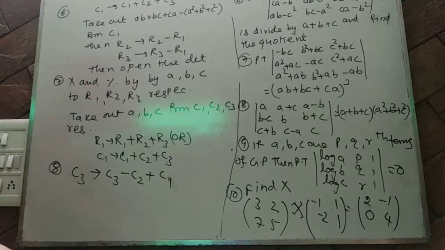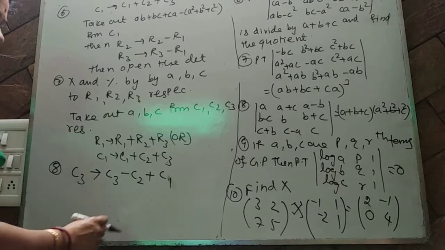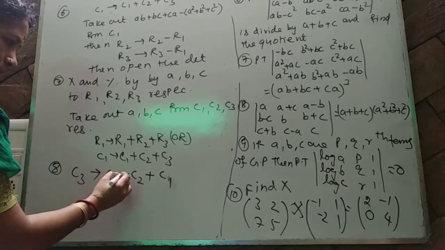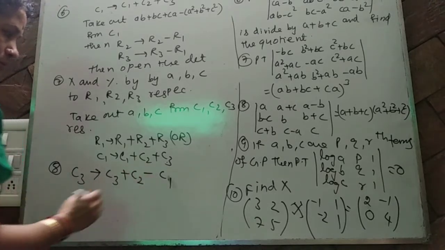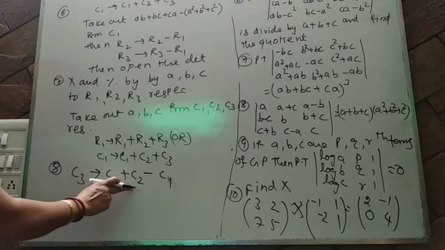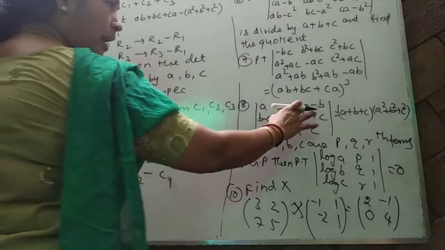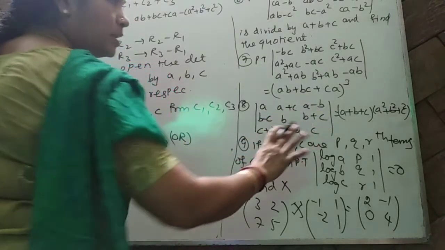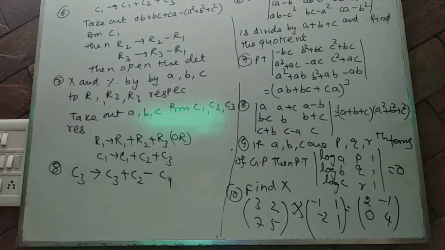C3 minus C2 minus C2. Now I think plus C2 minus C1, do it. Okay, C3 can be written as C3 plus C2 minus C1, so that I hope we will get A plus B plus C. You have to check it. Then bring it to 0. Then after that you have to open, you will get the answer.